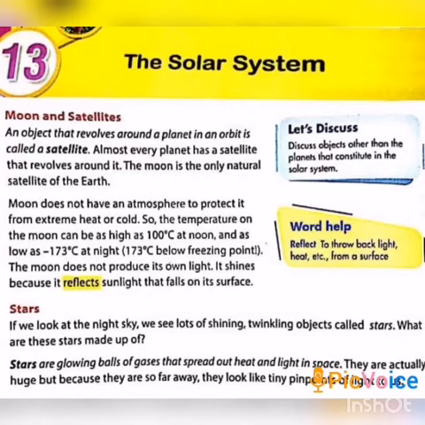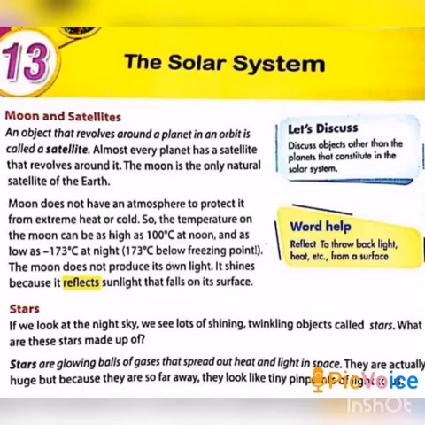In the previous class, we started a new lesson, the 13th lesson, the solar system. In that lesson, we learned about the solar system. What is the solar system? The sun, the 8 planets, their moons and the dwarf planets form the solar system.